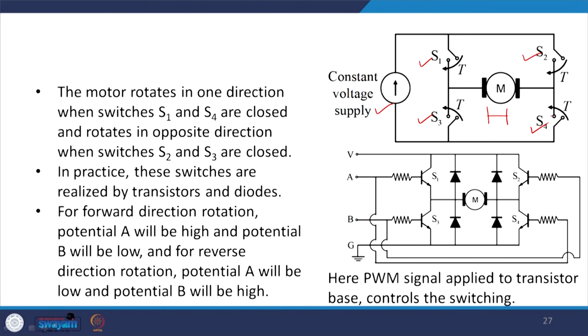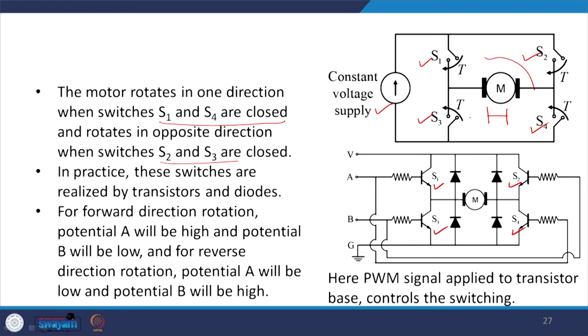Actually, you have the electronic switches, and that switching is done with the help of transistors, say S1, S2, S3 and S4. So, here the motor rotates in one direction when switches S1 and S4 are closed and rotates in the opposite direction when S2 and S3 are closed. So, basically in this direction one rotation when this and this are closed, and in the opposite one when the other two are closed.